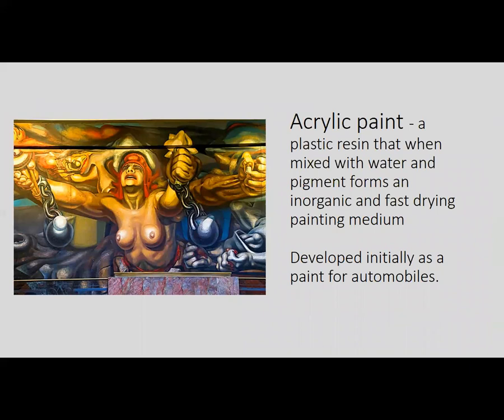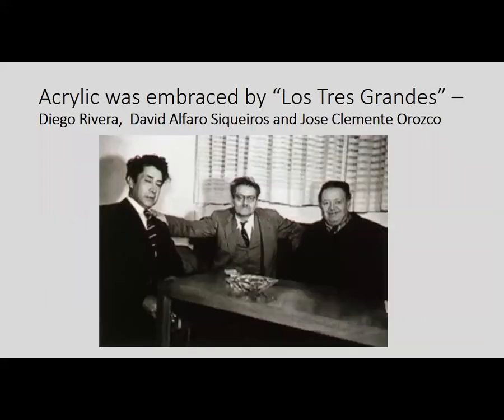The next kind of painting medium is acrylic paint, which is fairly new. All those other ones were invented years ago, and people didn't start using acrylic until I think around the 20s or 30s. Acrylic paint is plastic resin that you mix with water and pigments. It was initially developed for automobiles, and then it was embraced by the Los Tres Grandes, Diego Rivera, Siqueiros, and Orozco. They were all Mexican muralists.